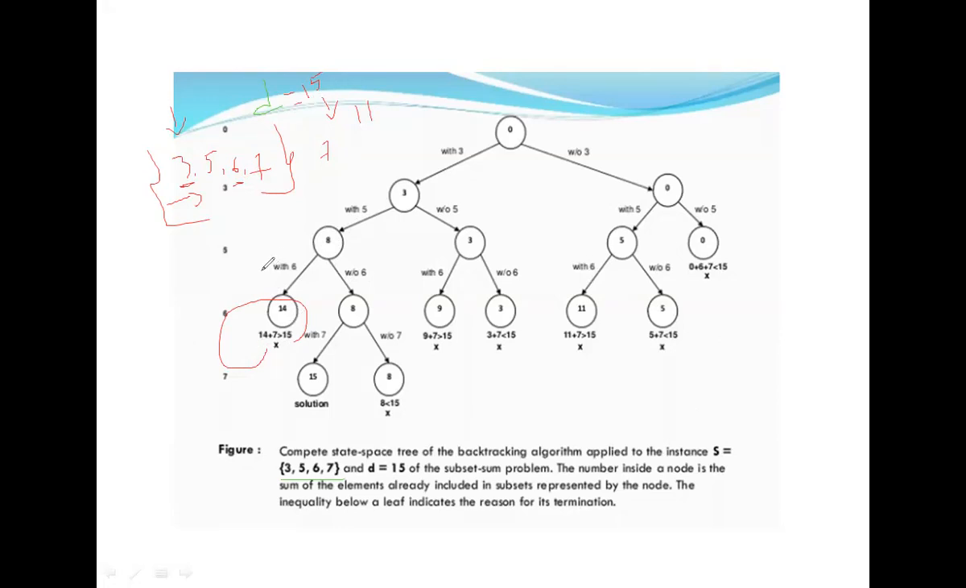Then we move to the next step without including 6. Without including this one, the previous value is 8, so just consider 8. The next one is 7. So with 7, what is the value, and without 7, what is the value? With 7, 8 plus 7 is 15. Okay, d equal to 15.